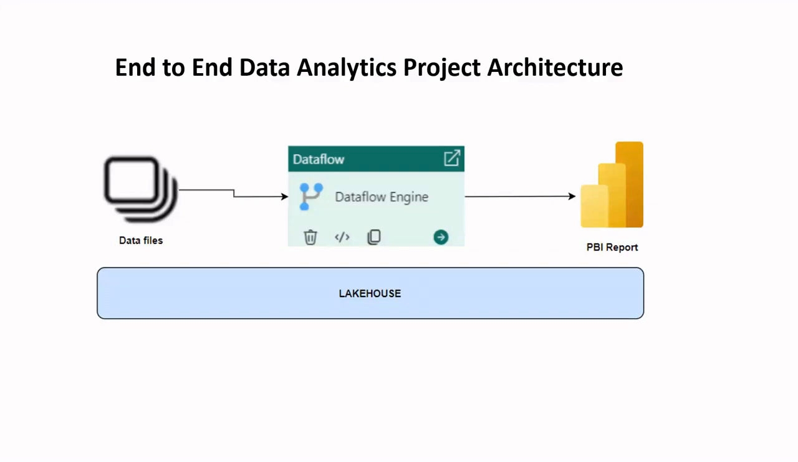So this is our end-to-end data analytics project architecture. As you can see, we have some data files that we'll load into our Lakehouse platform. Then we'll perform some data transformation using the Dataflow engine. We'll perform things like joining two data sets, filtering data sets, and renaming some column names, just common data prep work. Once we have clean data sets, we'll create Power BI reports out of those data sets.